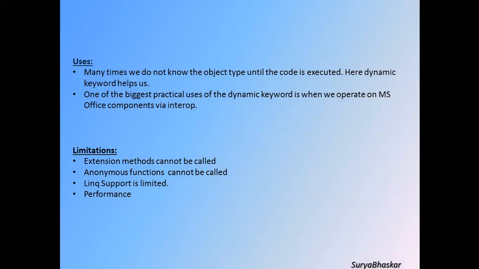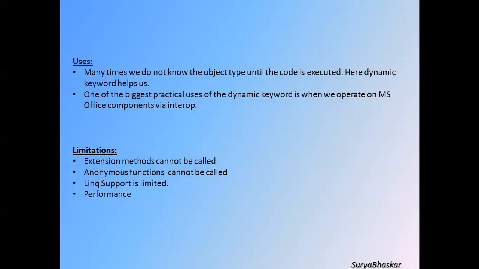Limitations: extension methods cannot be called, and anonymous functions cannot be called. So LINQ support is limited. Performance-wise, it is poor. Why? Because whenever you create a variable with the dynamic keyword, at compile time it will be stored as an object, and then it will resolve from that value. So it will take some processing to get the actual variable type in C# at runtime.